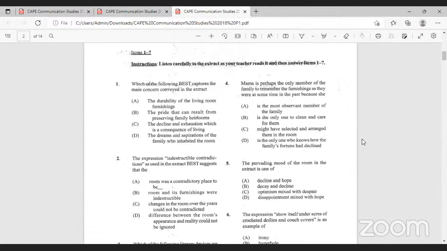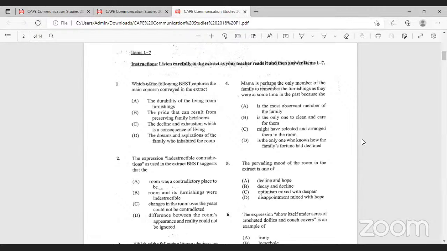Question 1. Which of the following best captures the main concern conveyed in the extract? Is it A, the durability of the living room furnishings, B, the pride that can result from preserving family heirlooms, C, the decline and exhaustion which is a consequence of living, and D, the dreams and aspirations of the family who inhabit the room? So we have the answers for these, so let me know what you think.